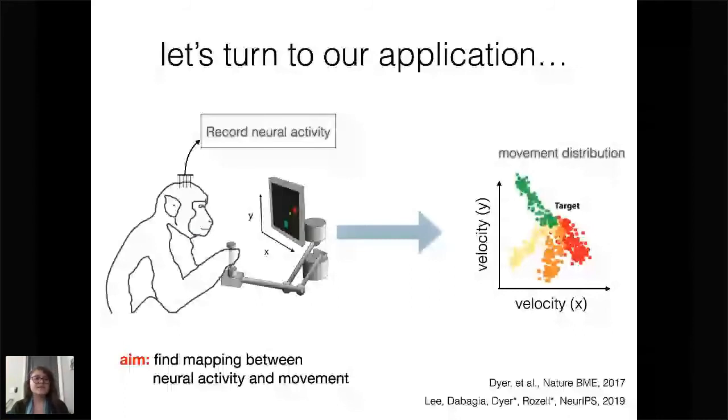Great. So then, let's turn to our application. In this case, what we're looking at is a situation where we can implant an electrode array and measure the activity of individual neurons within different parts of the cortex. In this case, we're looking at primary motor cortex, which is involved obviously in coding movements.